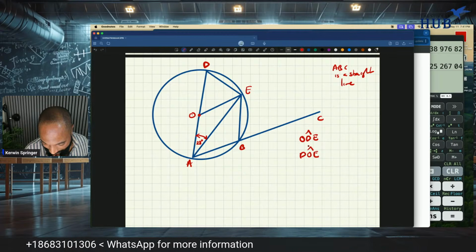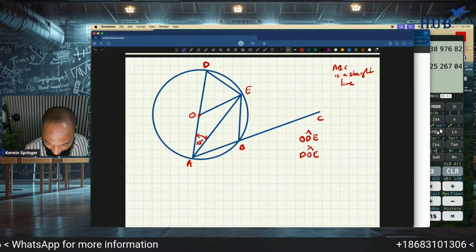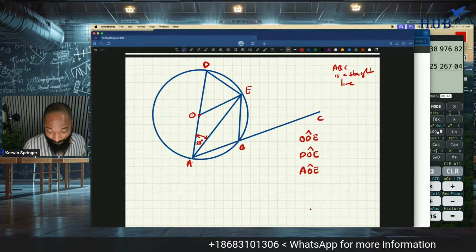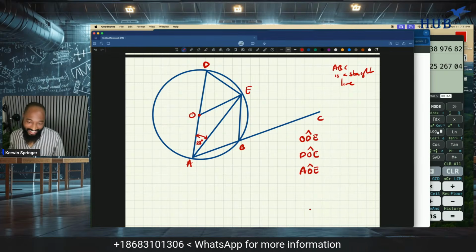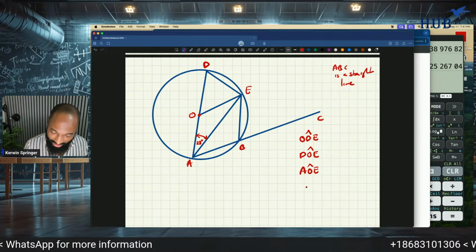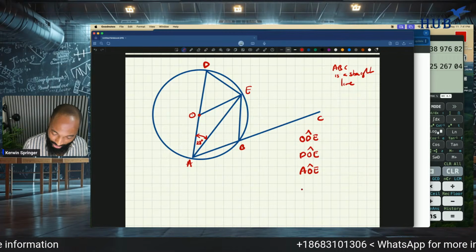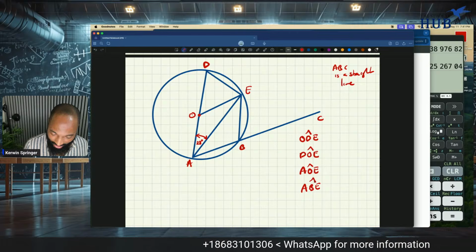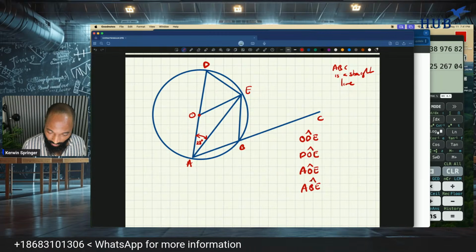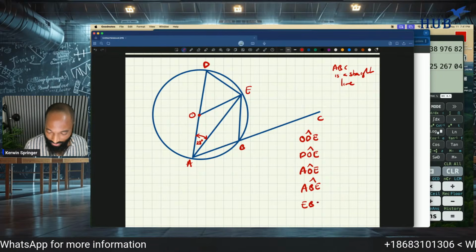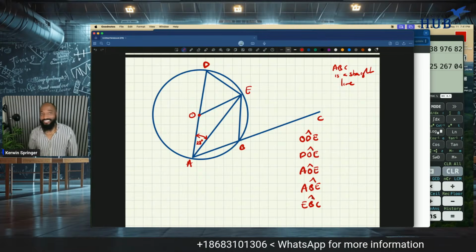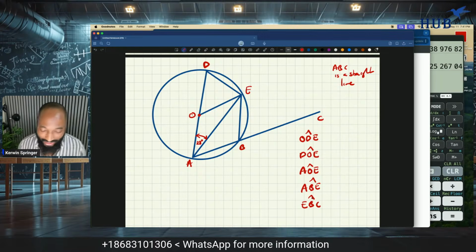I want the value of angle AOE. I want the value of angle ABE. And then consequently the value of EBC. Let's go. Can you figure out these angles? Let's go, ladies and gents.